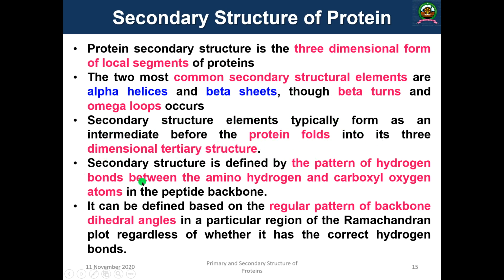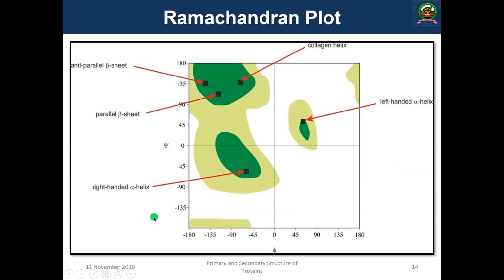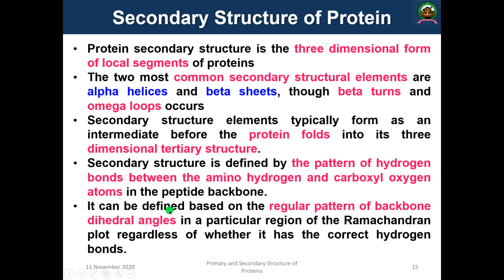three-dimensional structure. The secondary structure is defined by the pattern of the hydrogen bonds between the amino hydrogen and the carboxyl oxygen. Amino hydrogen and carboxyl oxygen in a polypeptide chain. We will see how it is produced. It can be defined based on the regular pattern of the backbone dihedral angle. Okay, like the Ramachandran plot says, okay, the regular pattern of backbone dihedral angle in a particular region of the Ramachandran plot.